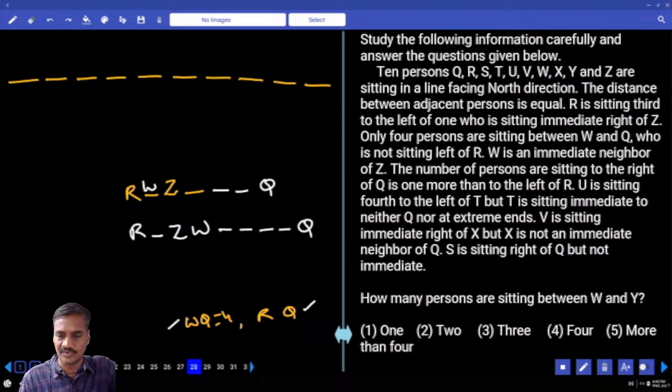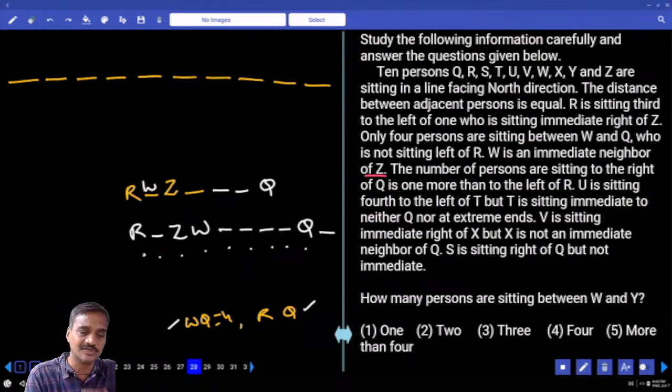Q is to the right of R, and W is an immediate neighbor of Z. The number of persons sitting to the right of Q is 1 more than to the left of R. Now in this one, 1, 2, 3, 4, 5, 6, 7, 8, 9 persons were done. As 9 were done, there is 1 more person, isn't it? Only 1 person is left over. The number of persons to the right of Q is 1 more, and there is 1 person to the right-hand side, with R at the first position. Are you getting this one or not?